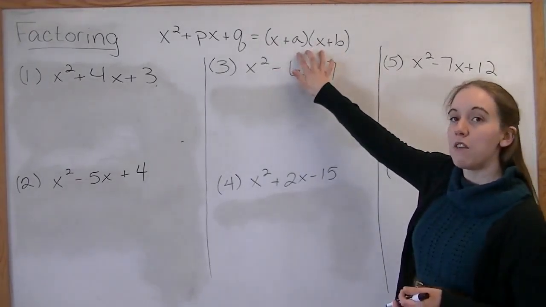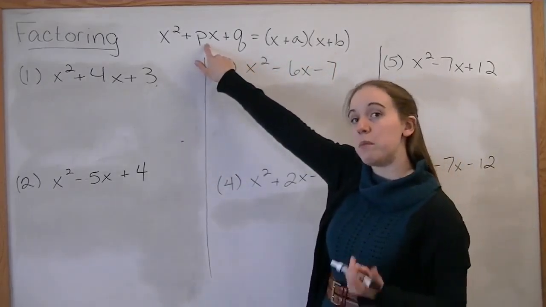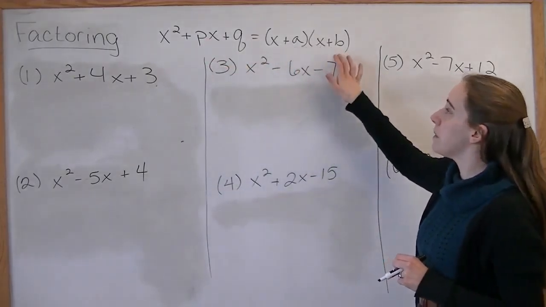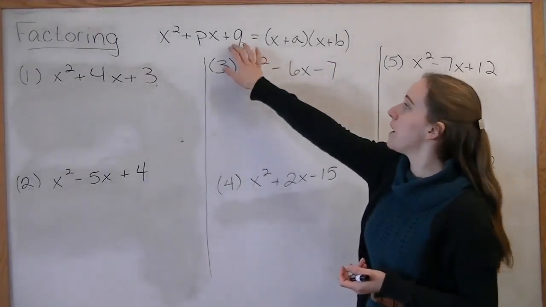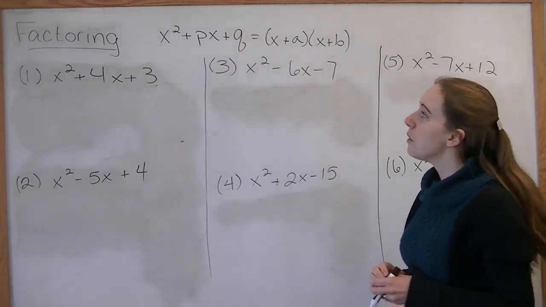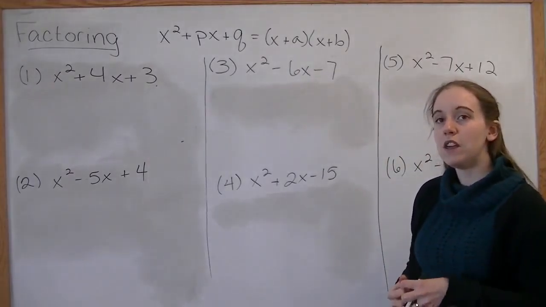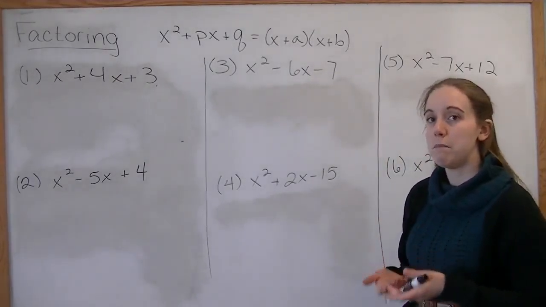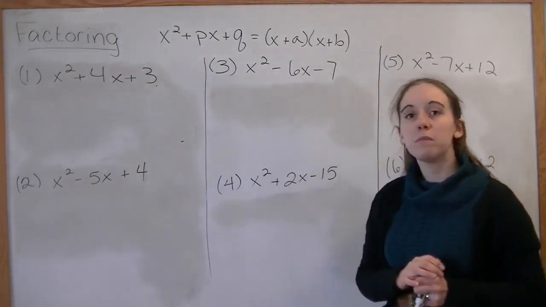Now if we multiply out the factored form, our coefficient for our x term, which would match up with p over here, is going to be a plus b. Our coefficient for our constant term, which would match up with q over here, would be a times b. So once we have a p and a q, we're looking for two numbers that multiply to be q and add to be p. So in this first example, our q is positive 3.